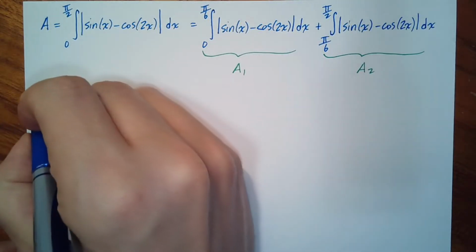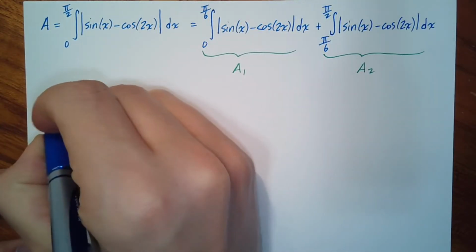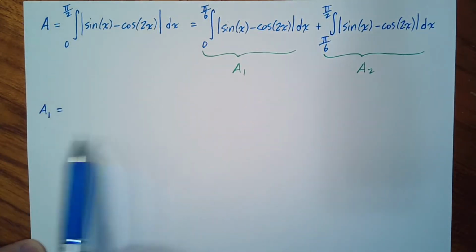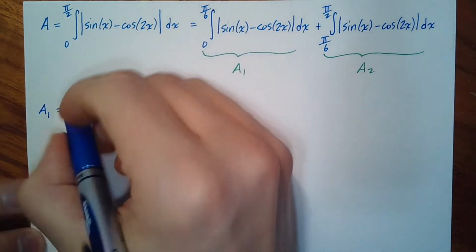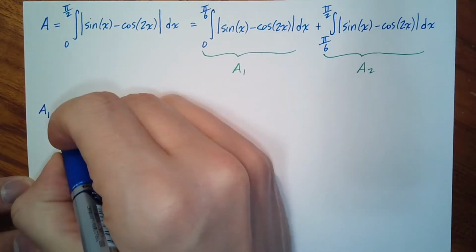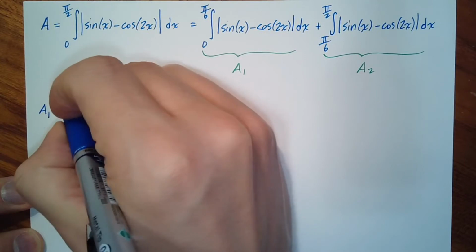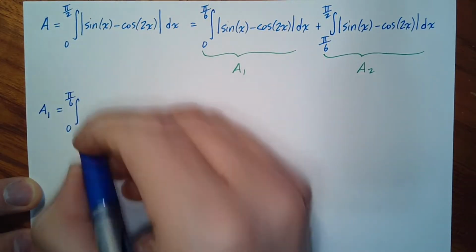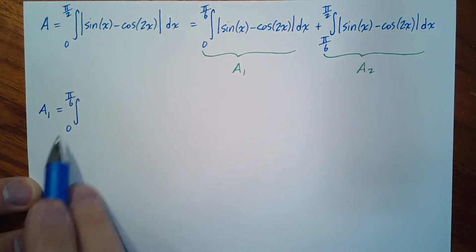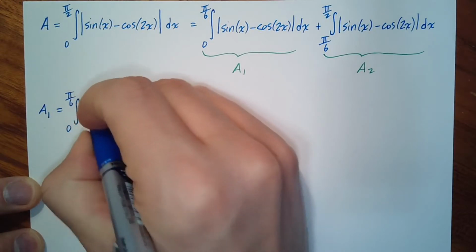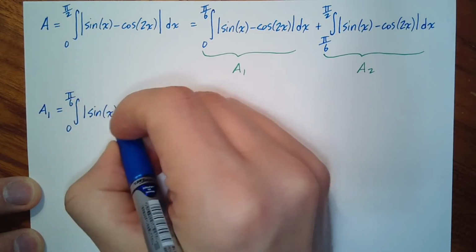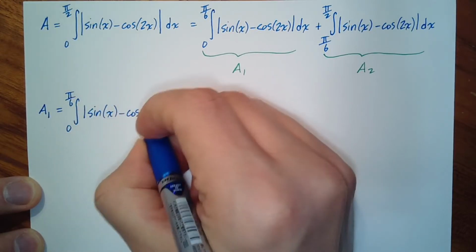So here's how we'll start. We'll start by working out A1. Well, let's just write out what its definition is first. It's just the definite integral from 0 to pi over 6. That's okay to repeat this, but this is going to be the definite integral from 0 to pi over 6 of the absolute value of sine of x minus cosine of 2x.